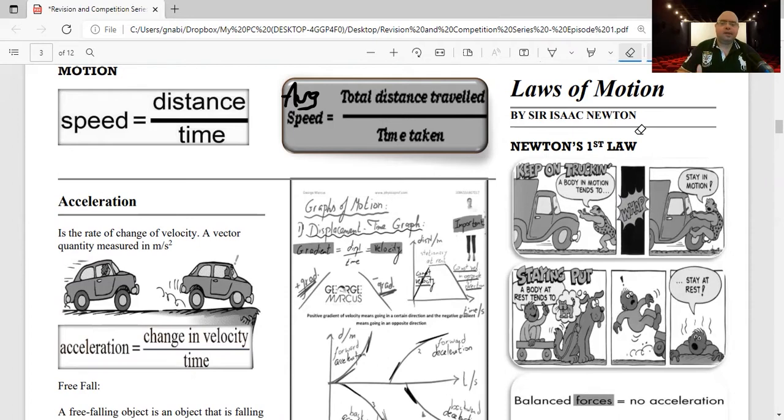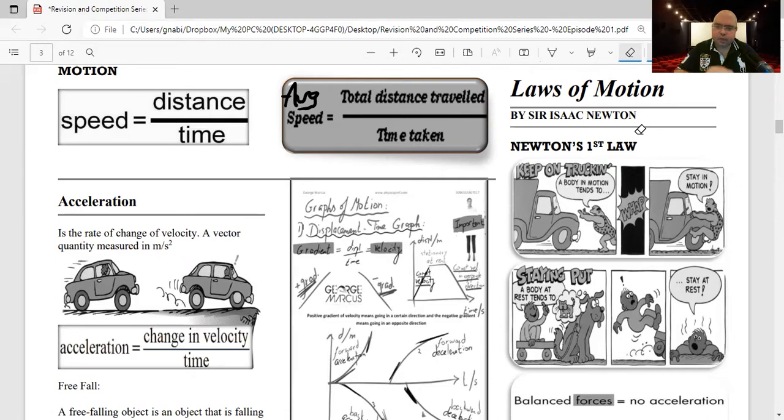Newton's first law states that an object at rest remains at rest. An object in motion remains in motion unless acted upon by a resultant force. So if the forces acting are balanced, equal and opposite, this means no resultant force. And this means your object is either staying at rest or moving with constant velocity. That's Newton's first law.